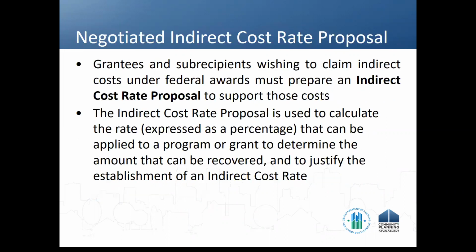Grantees and subrecipients wishing to claim indirect costs under federal awards must prepare an indirect cost rate proposal to support those costs. The indirect cost rate proposal is used to calculate the rate, which is expressed as a percentage that can be applied to a program or grant to determine the amount that can be recovered and to justify the establishment of the indirect cost rate.